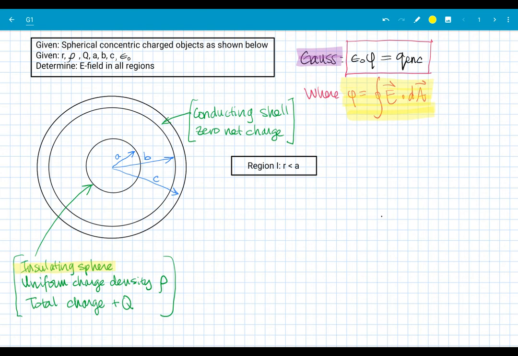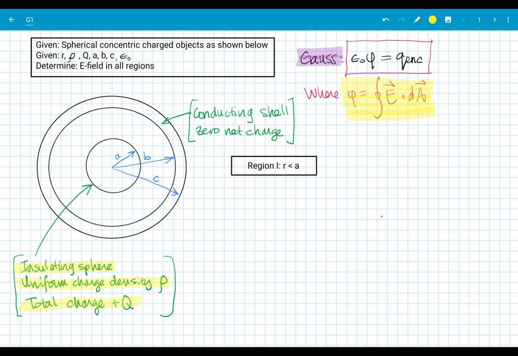We're told that it has a uniform charge density rho. Rho is, of course, charge per unit volume. You should know the notation for linear charge, surface charge, and then volumetric charge as well. So we know it has a uniform charge density rho, and we know that it has some total charge positive big Q. So we know that about the styrofoam ball in the middle.